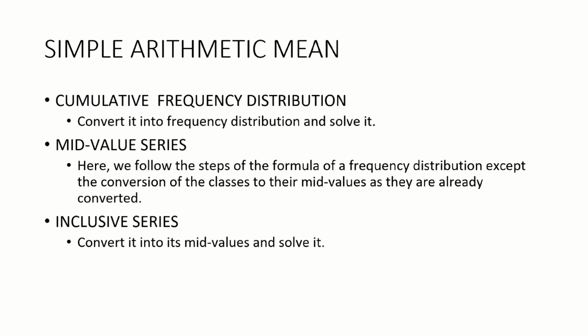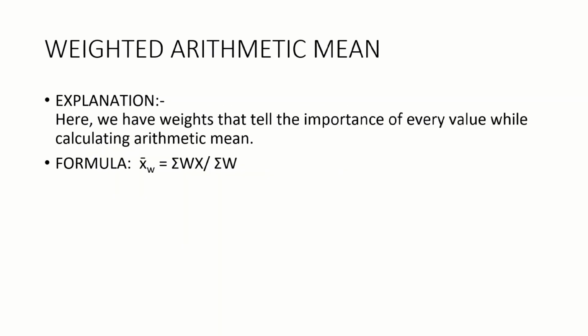And in an inclusive series, we convert it into its mid-values and solve it. Now, simple arithmetic mean is discussed, so weighted arithmetic mean. Here we have weights that tell the importance of every value while calculating arithmetic mean. So, the weighted arithmetic mean equals the sum of all weights multiplied by values divided by the sum of all weights. That is quite easy to understand.